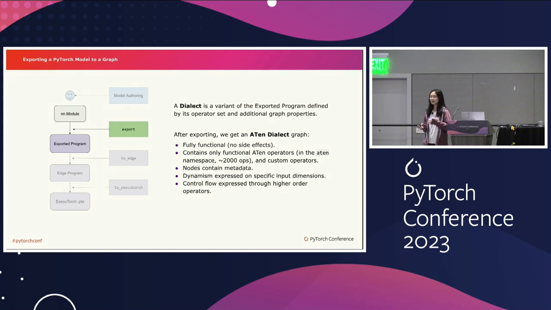Some graph properties are that the graph contains metadata, such as a pointer to the original stack trace from the original model, and also the output dtype and shape of every node inside of the graph. We can also express dynamism on certain inputs, and also control flow through these special higher order operators. To learn more, you can listen to the torch.export talk later in the afternoon.